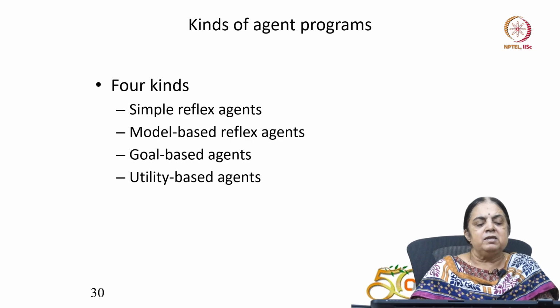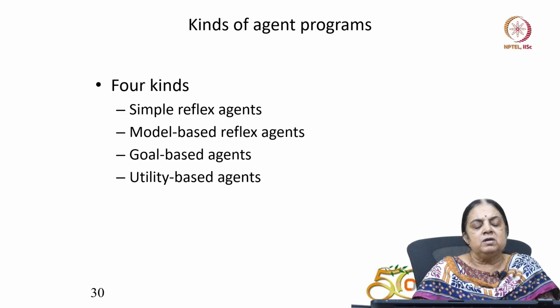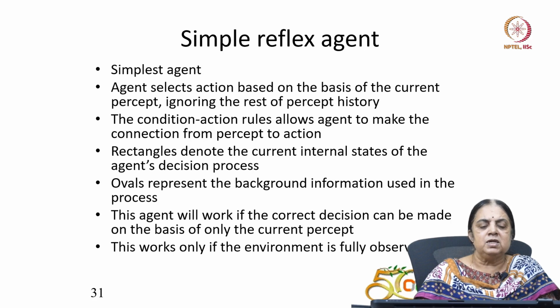So basically there are 4 types of agents that we will consider here. The first one is what is called the simple reflex agent. The second one is the model based reflex agent, then the goal based agent, and the utility based agent. So these are the 4 types of agents that we are going to see here.